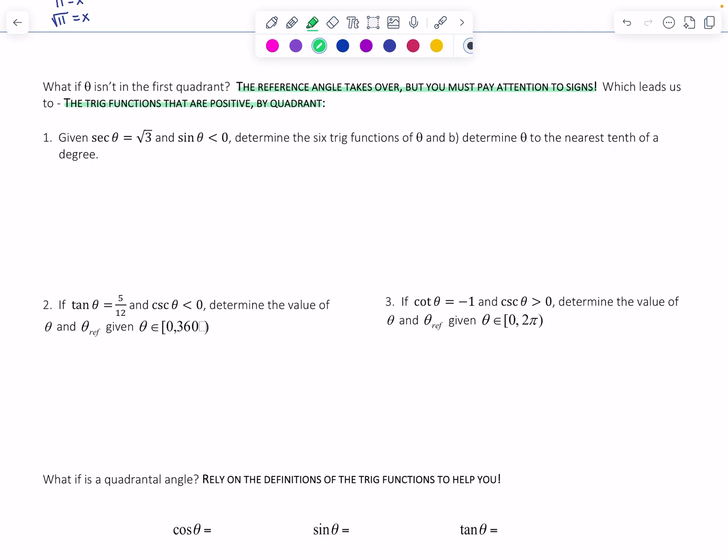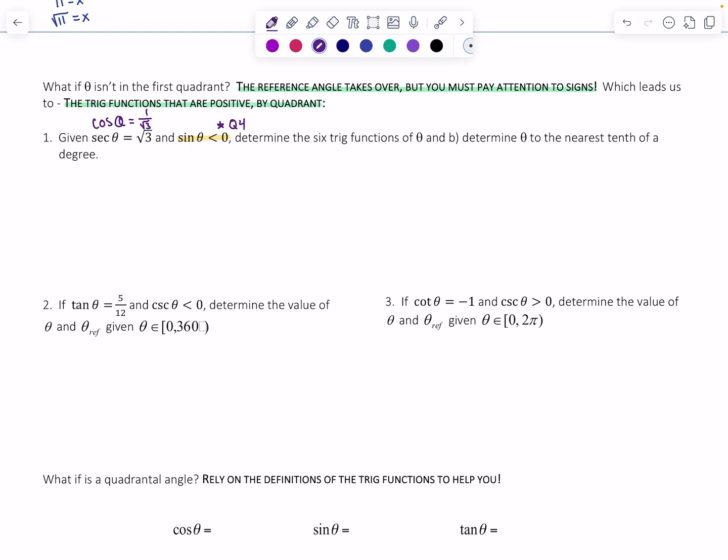So number one here, we're given that secant theta is equal to square root of 3. Now, I always like to remind myself that that also means that cosine theta is equal to 1 over square root 3, just as a note there. And that's going to be positive, and we know that sine of theta is negative. Therefore, we're working in quadrant 4 because our secant and our cosine are positive, whereas our sine is negative.